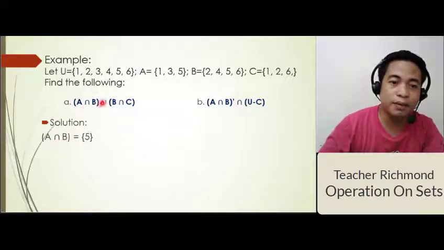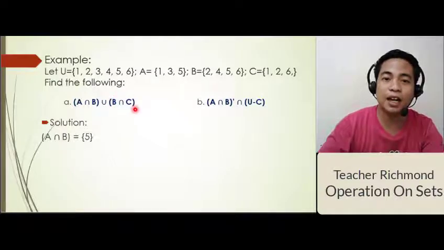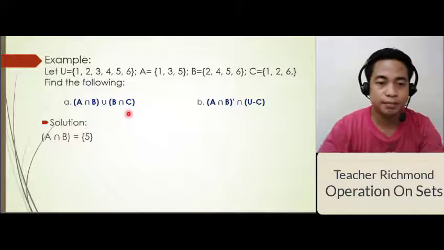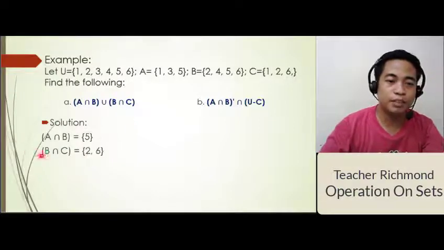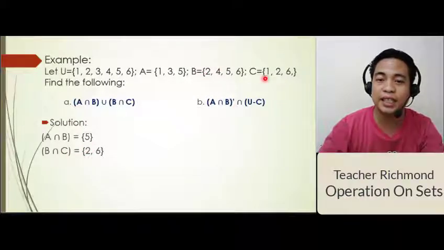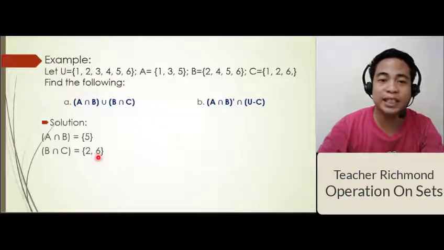Second one, since you have the value for this, find the value of the second set that is enclosed by the parentheses. So we have the intersection of set B and set C. If you look at set B and set C, you can immediately see that it's only 2 and 6 that are the elements present in both sets. Therefore, you have 2 and 6.